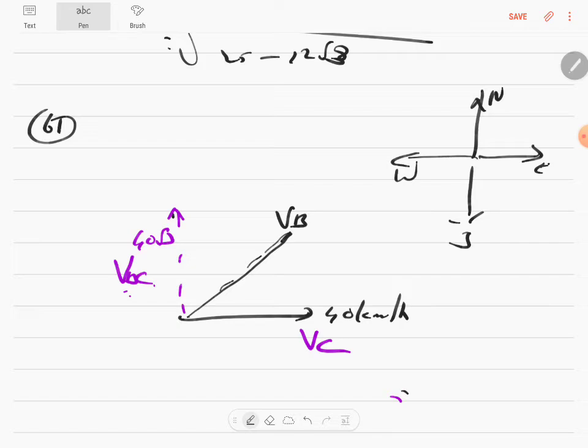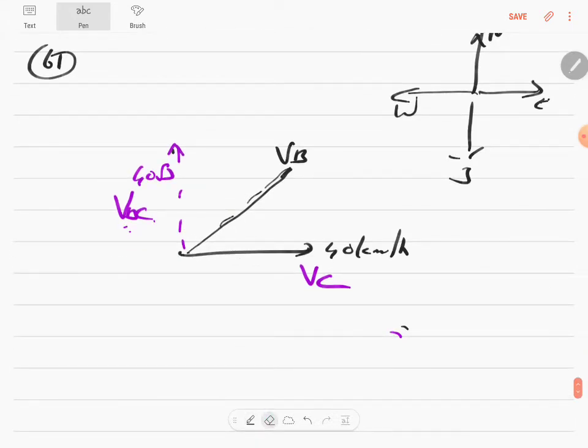So this is the relative velocity. Can you see this itself is a right triangle? Can you see a right angle here? So when you get a right triangle, we don't use the parallelogram law, because cos theta will become cos 90.